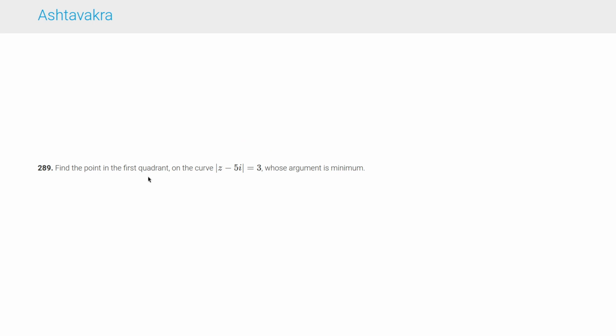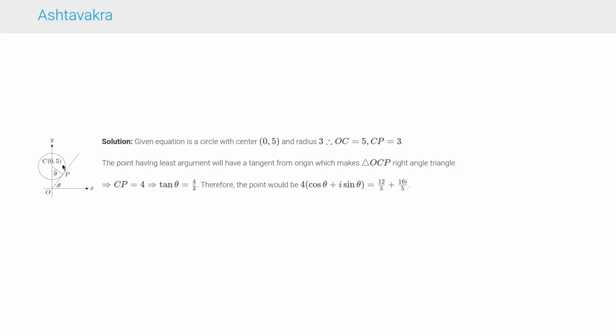Find the point in the first quadrant on the curve mod z minus 5i is equal to 3 whose argument is minimum. I think we have solved such a problem earlier also, where the center was 0, 25 and radius was 15. Yes, I remember that problem. So this circle has center 0, 5 and this radius is 3. So if this angle is theta, then this angle will also be theta.